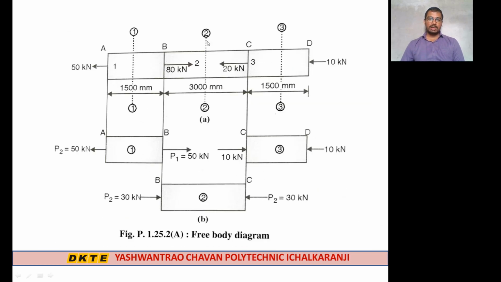For the second section, section 2 is taken and checked. This is 50 towards left and 80 towards right, meaning plus 30 is there on the right-hand side. That means a 30 kilonewton load is acting on section BC. Why? Do the addition of these two forces by considering sign conventions: 80 minus 50 is 30. Therefore, on section BC a 30 kilonewton compressive force acts. P2 is equal to 30 kilonewton. Therefore, for equilibrium condition, here also we have to apply a 30 kilonewton load.